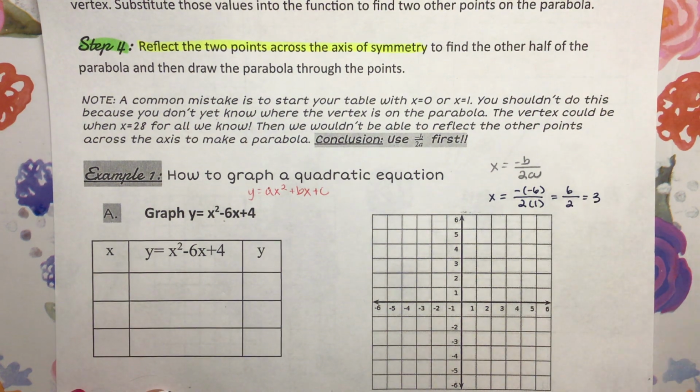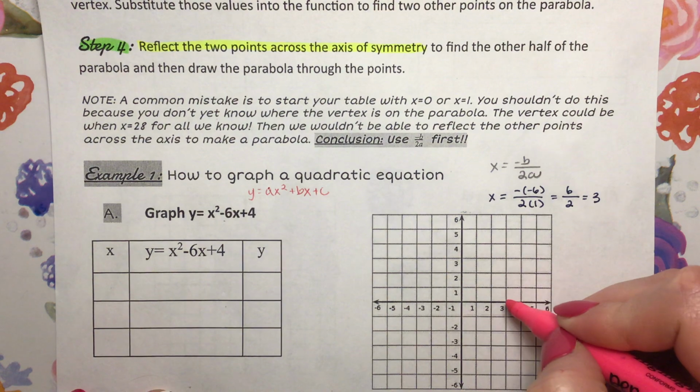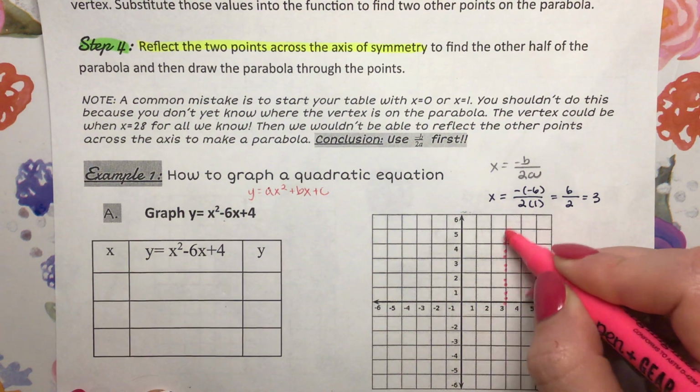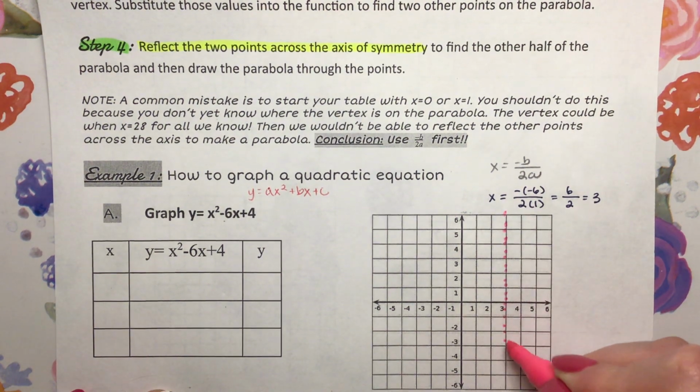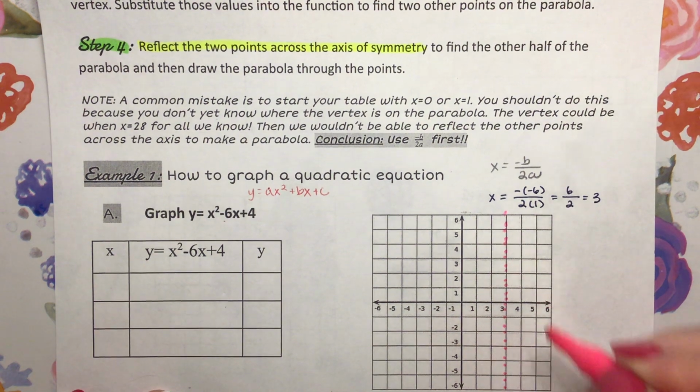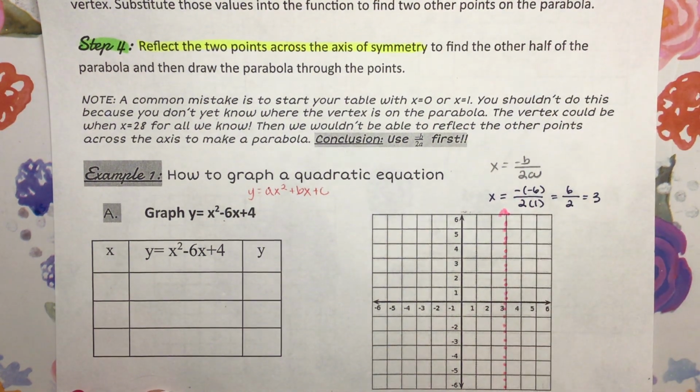So right now, my axis of symmetry is at x equals 3. I'm going to put that in here so you can see it. x equals 3, and it's up and down. This is my axis of symmetry. But I don't know where the vertex is on that line.